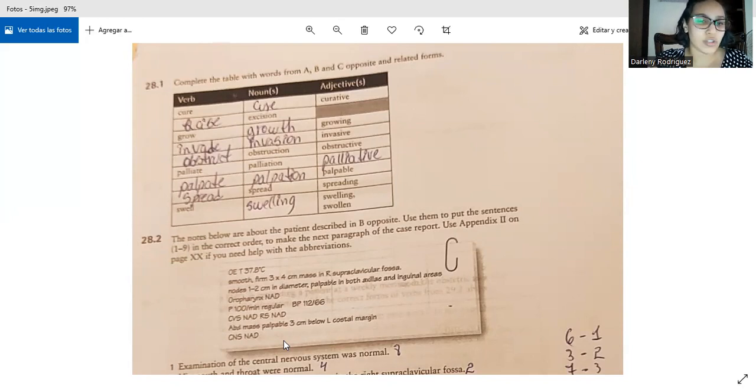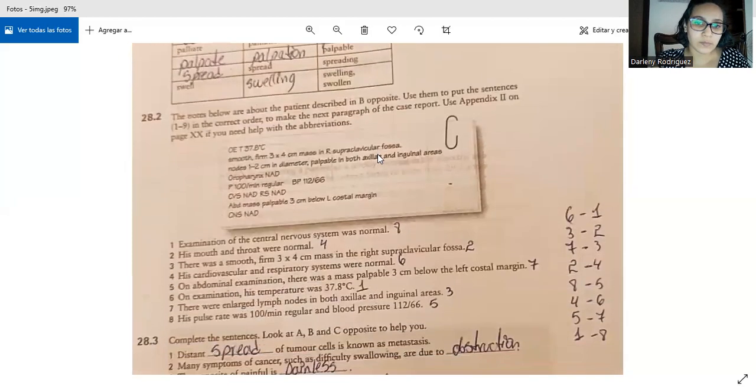Invade, invasion, invasive. Obstruct, obstruction, obstructive. Palliate, palliation, palliative. Palpate, palpation, palpable. Spread, spread, spreading. Swell, swelling, swollen.